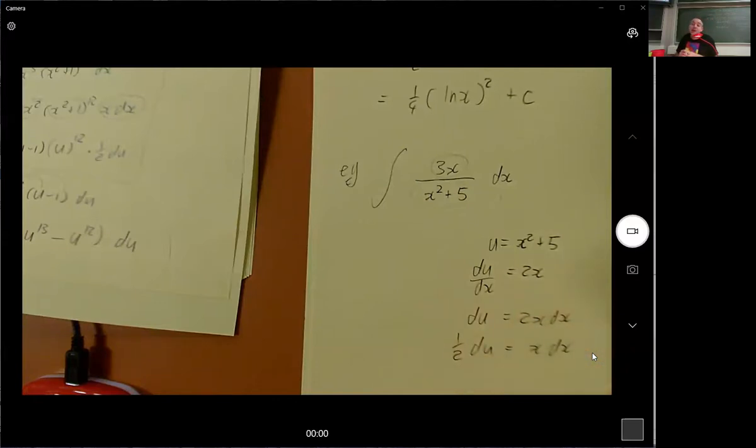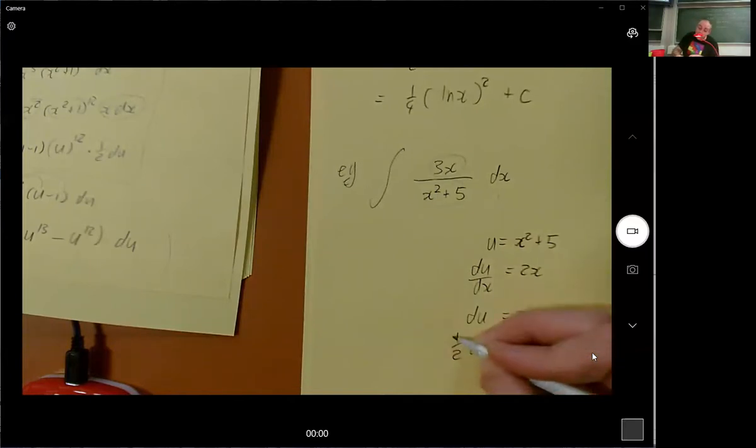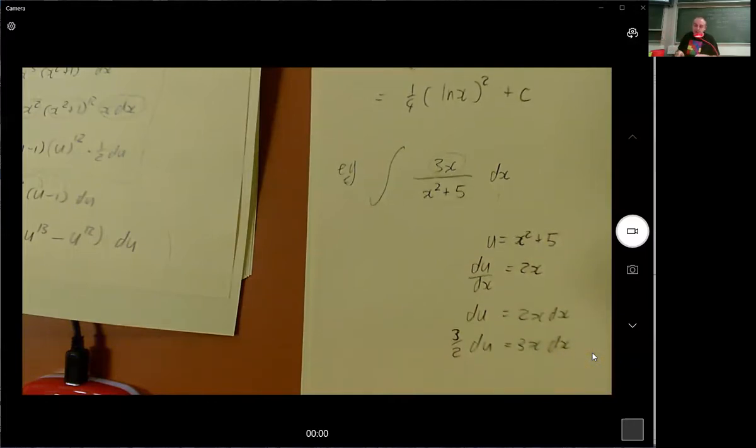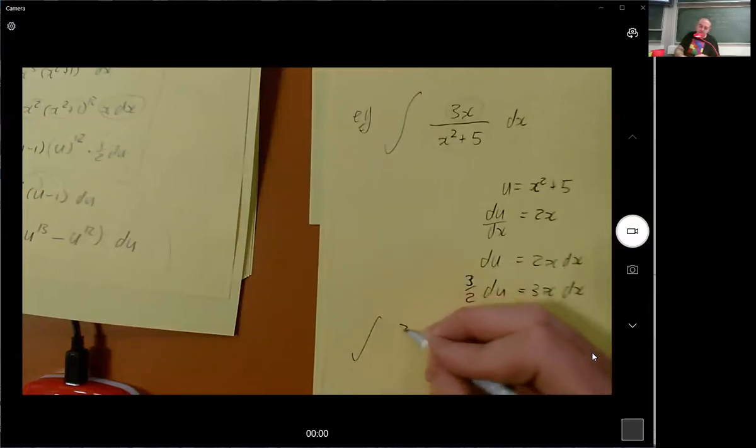And what I really like is a 3x dx. That'd be even better. That's okay. I'll just multiply both of these by 3 as well. And now I have 3 on 2 du equals 3x dx. So I find it easier to set up as much as possible to be with the dx before I deal with anything else. And so now let's have a look at my integral.